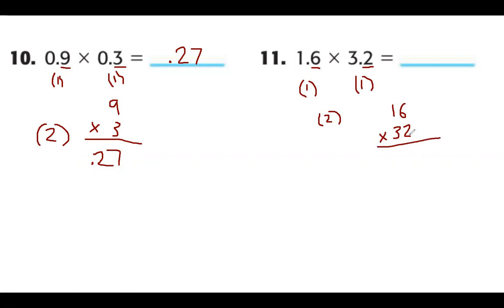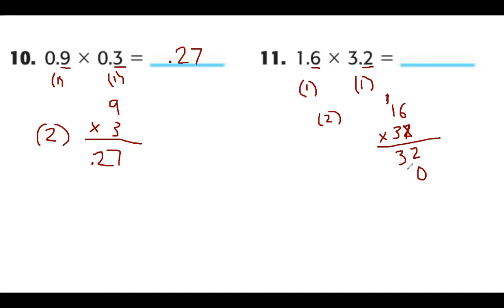Okay, I start with my 2. 2 times 6 gives me 12. Put the 2 down, the 1 up. 2 times 1 gives me 2, plus 1 more gives me a 3. I put that 0 placeholder. I cross out my 2 because I'm done multiplying with that, and I get rid of this 1 here. Now I can start with my second number.